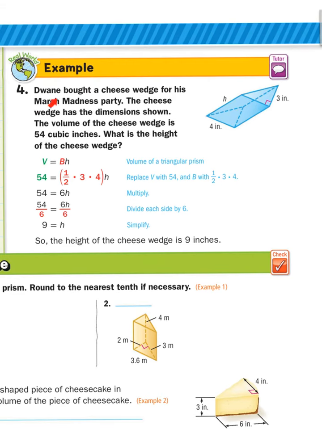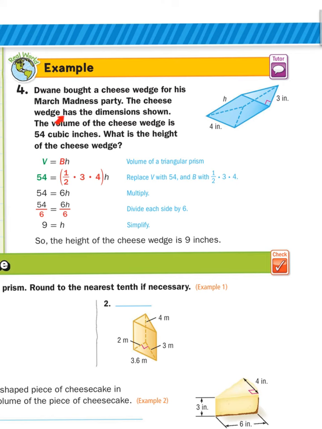It says, Dwayne bought a cheese wedge for his March Madness party. Now, I have an issue with this because if someone brings a cheese wedge to a party, that's kind of weird. Bring Doritos, bring some soda. A cheese wedge? Seriously, Dwayne is one weird dude.